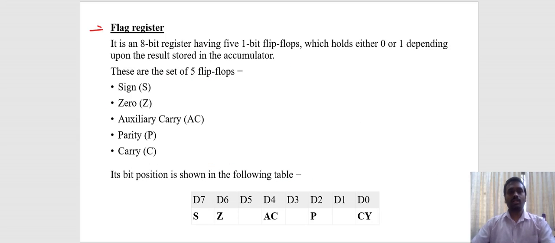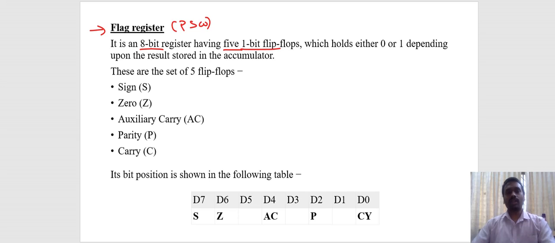Next is the flag register. Sometimes it is known as the PSW, program status word. It is also called the PSWR, program status word register, or shortly known as the flag register. This flag register is also an 8-bit register. We all know that registers are formed with the help of flip-flops. So out of these 8 flip-flops, only 5 of them are used.